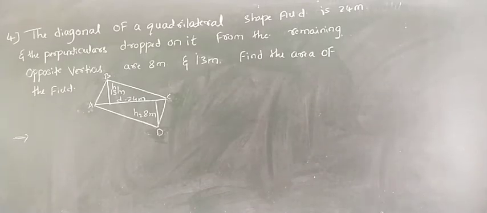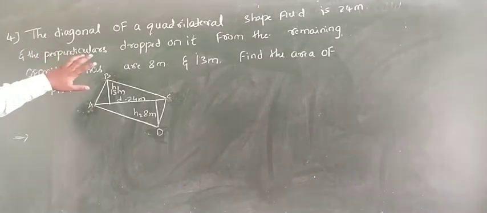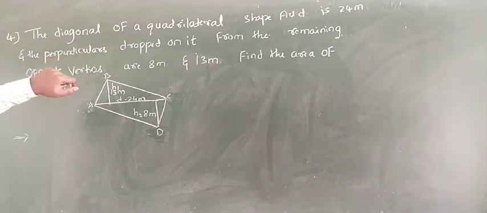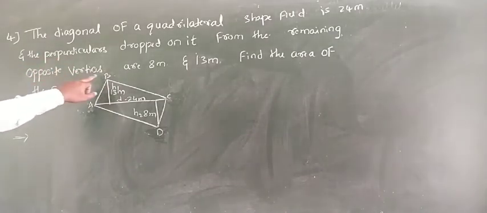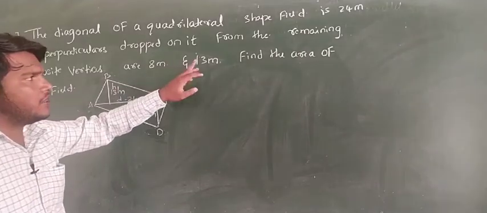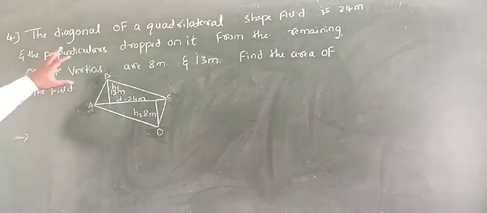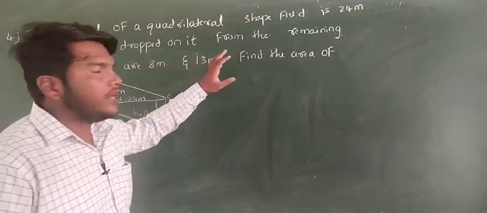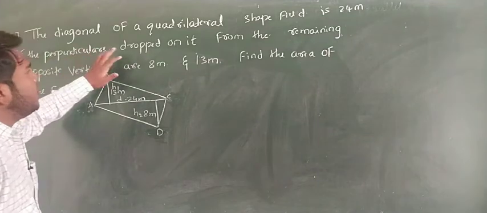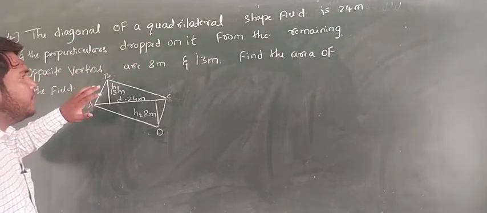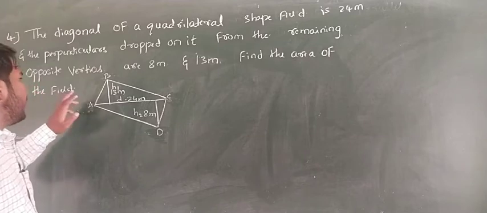Okay, now comes exercise number 11.2, that is the fourth question. The diagonal of a quadrilateral shaped field is 24 meter and the perpendiculars dropped on it from the remaining opposite vertices are 8 meter and 13 meter. Find the area of the field. Okay, so see here, once again I am reading the question. The diagonal of a quadrilateral shaped field is 24 meter and the perpendiculars dropped on it from the remaining opposite vertices are 8 meter and 13 meter. Find the area of the field.